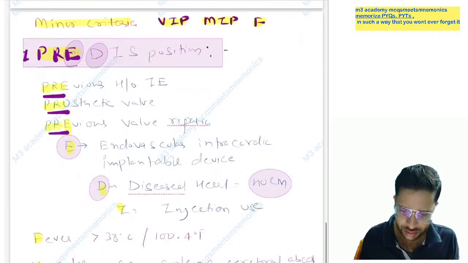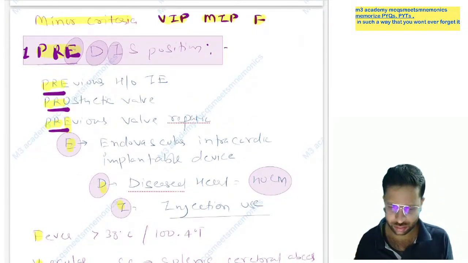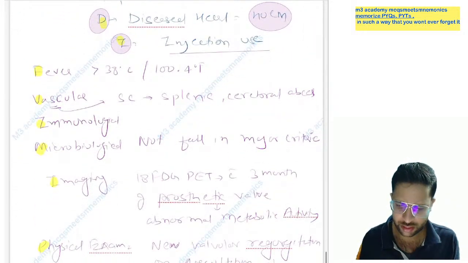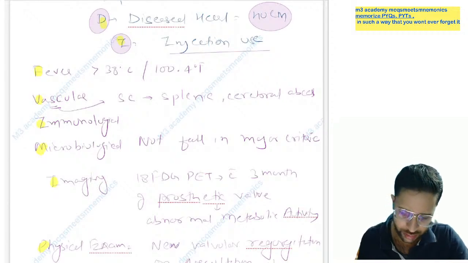Now predisposition is I, you can remember, for injection use. So these are the predisposition factors. Now fever. Fever is more than 38 degrees Celsius or 100.4 degrees Fahrenheit. And V for vascular, and vascular has an S and a C.